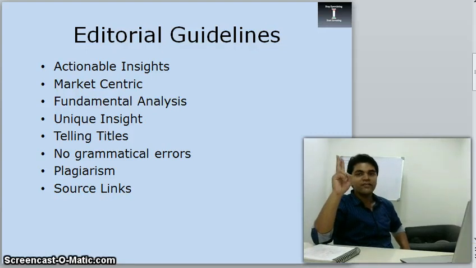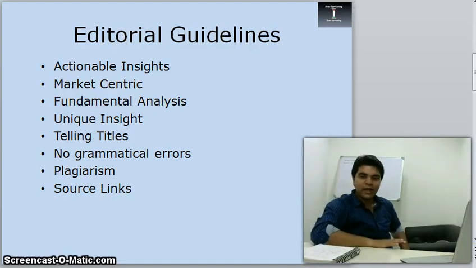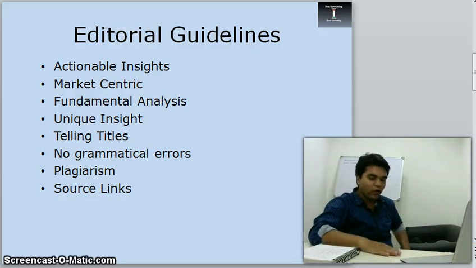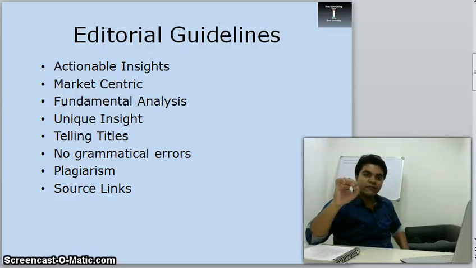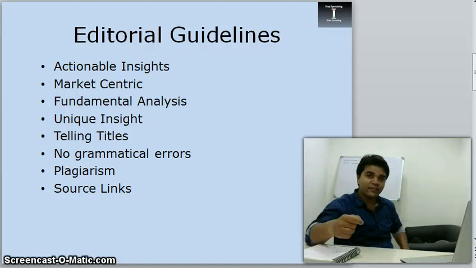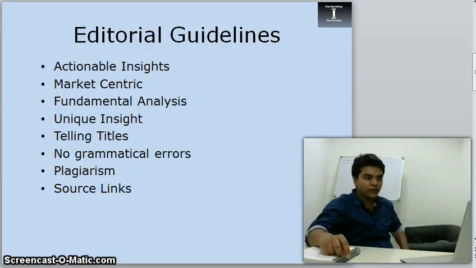Then it should be market centric. It doesn't matter what you write on, be it a stock, an ETF, or a broader industry or sector. It should be focused on an opportunity which can be exercised by an investor. If it's not market centric, avoid it.